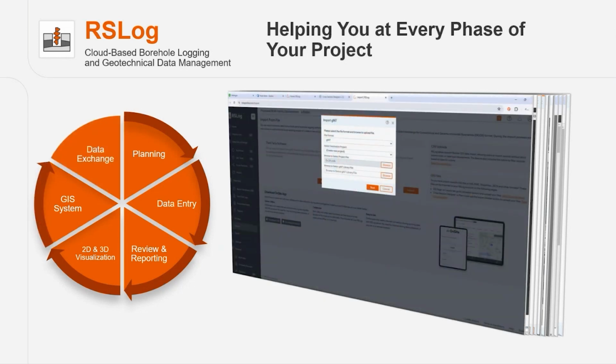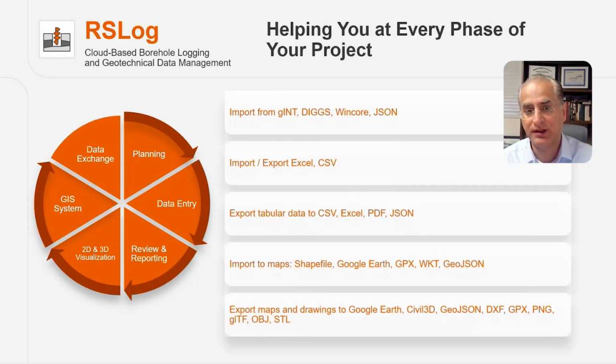And then I want to talk about data exchange. So we talked about import from GINT and VIX. We have several import and export features here. For example, you see here that you can export to Civil 3D. We have our own JSON format that you can use for import and export. Even shapefiles could be imported into the cross-section designer or to the GIS map. Many different types of import and export.